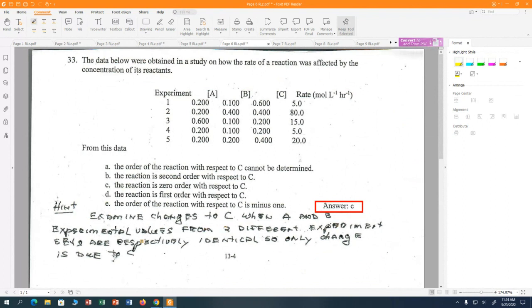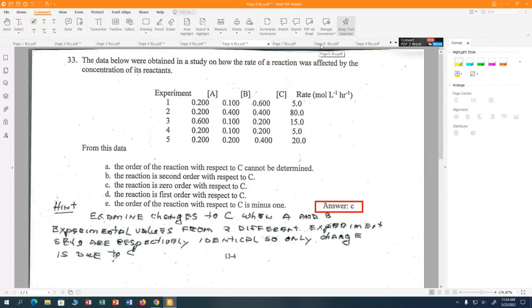Examine the changes to see when A and B experimental values from 2 different experiments are respectively identical, so the only change is due to C. Okay, and that's a big hint. I think it's something that you best figure out yourselves, otherwise I'll give you the answer right off the top.